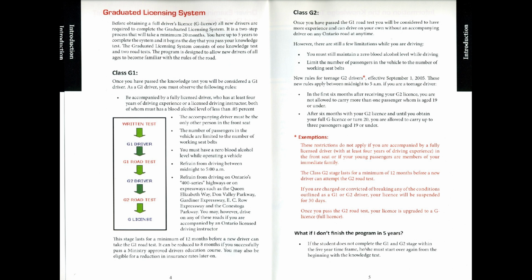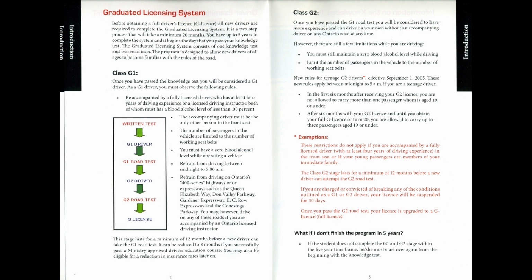Class G1. Once you have passed the knowledge test, you will be considered a G1 driver. As a G1 driver, you must observe the following rules. Be accompanied by a fully licensed driver, who has at least 4 years of driving experience, or a licensed driving instructor, both of whom must have a blood alcohol level of less than 0.05%. The accompanying driver must be the only other person in the front seat. The number of passengers in the vehicle are limited to the number of working seat belts.